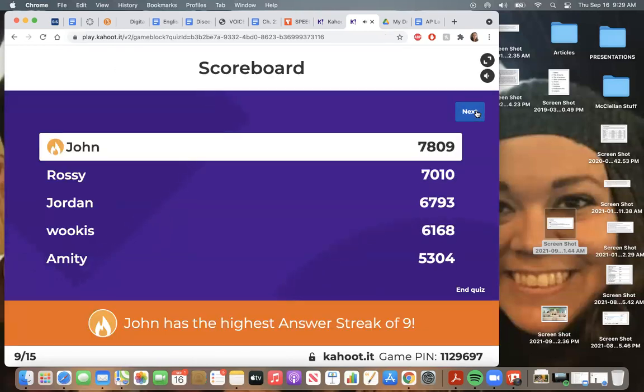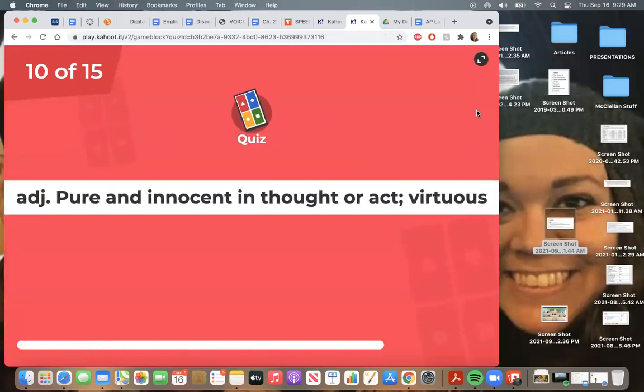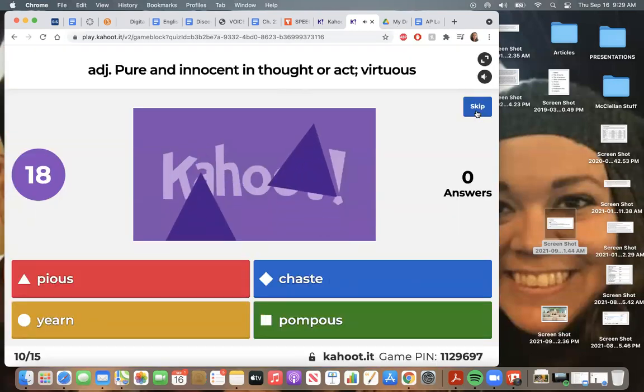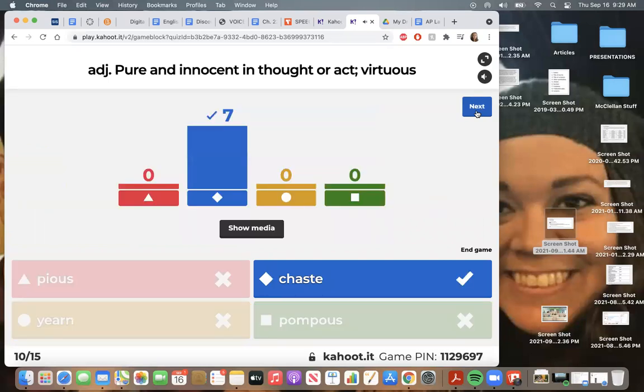John is on fire. Not literally, but pure and innocent in thought or act. Virtuous. Is it pious, chaste, yearn, or pompous? I don't think pious was one of our words. Good. I thought that maybe some people would choose pious. Piety is one of our words, which is the noun form of pious. So I thought that might trip y'all up, but you did great.